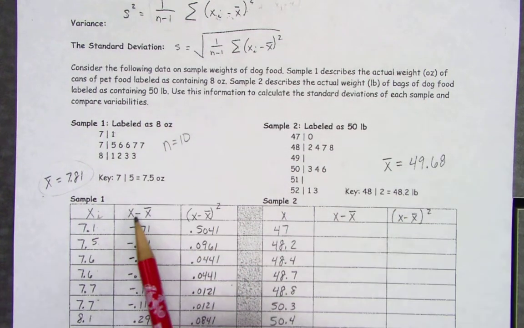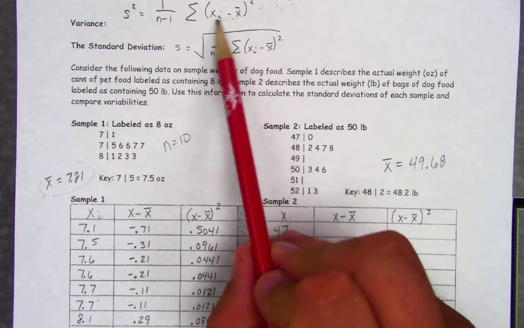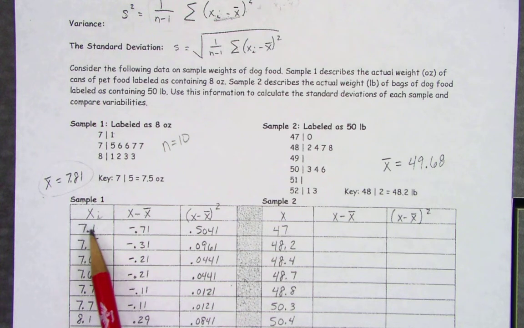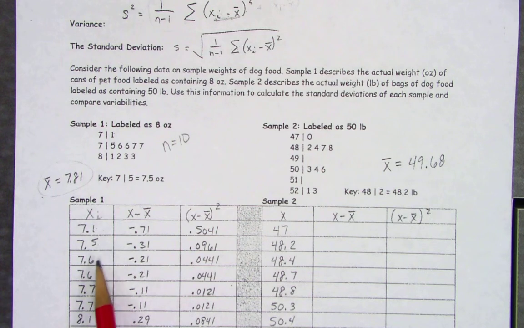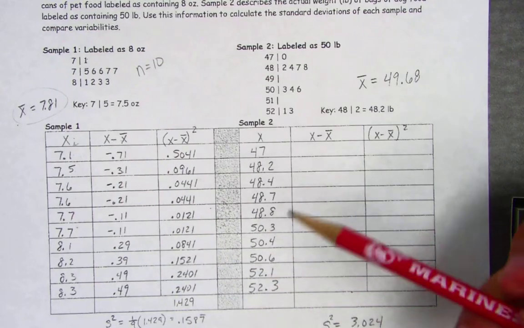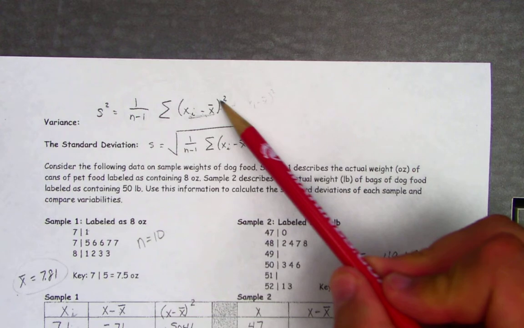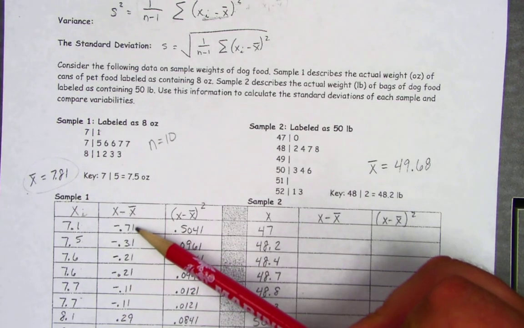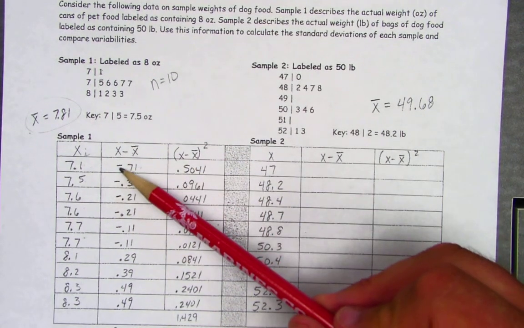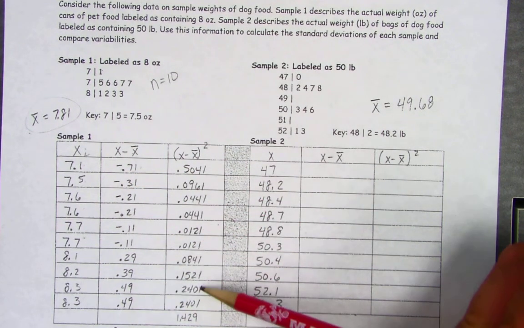Now, the next column, I wrote x minus x bar. That's the inside part of this, so we're going to do that first. So it's this minus 7.81 gets you this. This minus 7.81 gets you that. So on and so forth. So it's all of these minus 7.81, and you fill those in. Next, we're going to do the squared part. So you take what you got here and you square it. Now remember about squaring. If you square a negative, you get a positive. If you square a positive, you get a positive. All of these should be positive numbers.